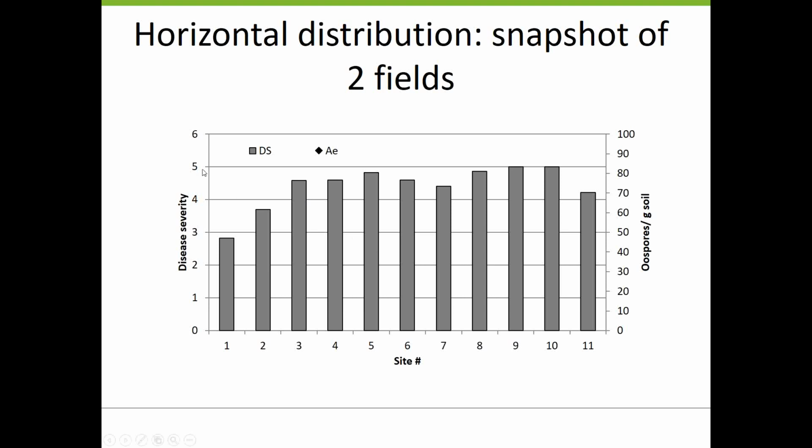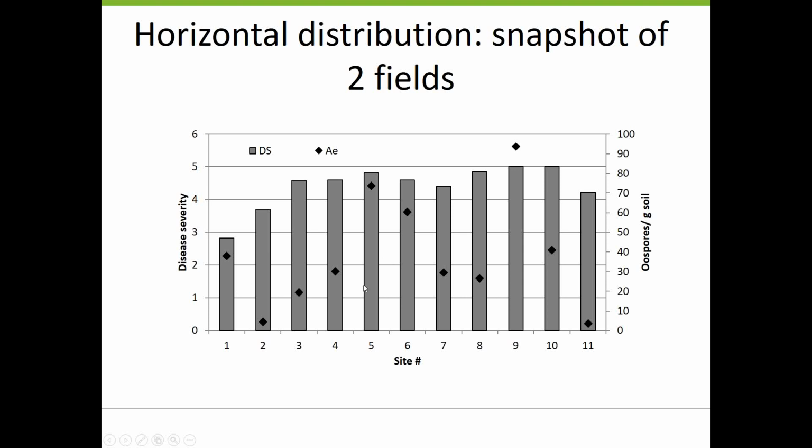And our rating scale goes up to 5 here, and we can see that a lot of those sites are almost at that maximum level of disease. So we also did the DNA test at these sites, and I'm going to show that here with these black diamonds. And what we can see is some of those challenges with the DNA quantification and detection of Aphanomyces. So all of the sites were positive. So we're above 0 for all the sites, so that's good. It means it's matching what we found with our greenhouse bioassay.